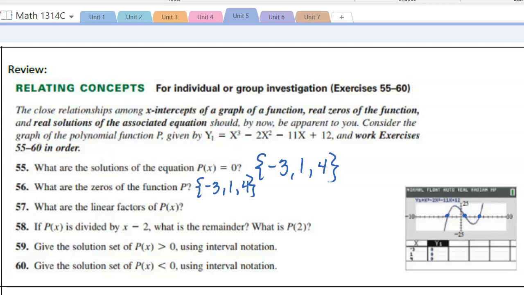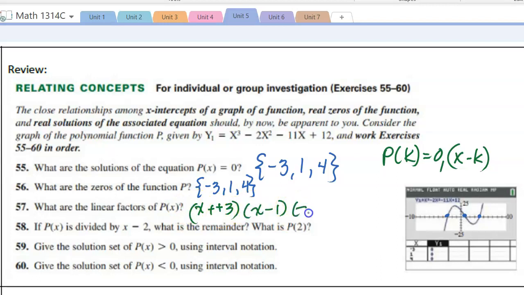What are the linear factors of p of x? Well, if we know how to find zeros from linear factors, we just need to work backwards. From the factor theorem, we know that if p of k is equal to 0, then x minus k is a factor. So if p of -3 is equal to 0, then x minus a -3, or x plus 3, is a factor. Similarly, we can see that x minus 1 and x minus 4 are factors of p of x as well.